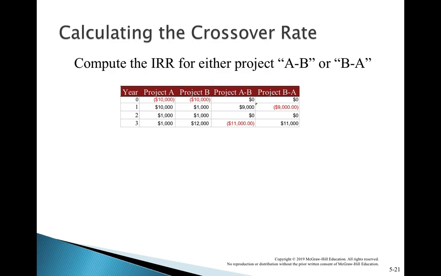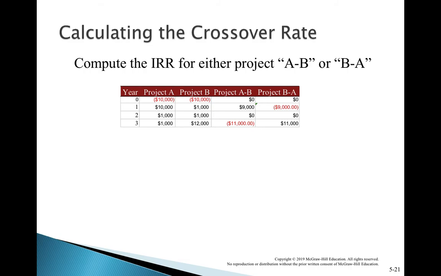Second year A gives 1, B gives 1, 1 minus 1 is 0. Third year A gives 1, B gives 12. So A minus B is minus 11. Or you can make B minus A. Initially, project A 10 and project B 10, so 0. First year project A gives 10, project B gives 1, so 1 minus 10 is minus 9,000. Second year A gives 1, B gives 1, so 1 minus 1 is 0. Third year A gives 1, B gives 12, so 12 minus 1 is 11.